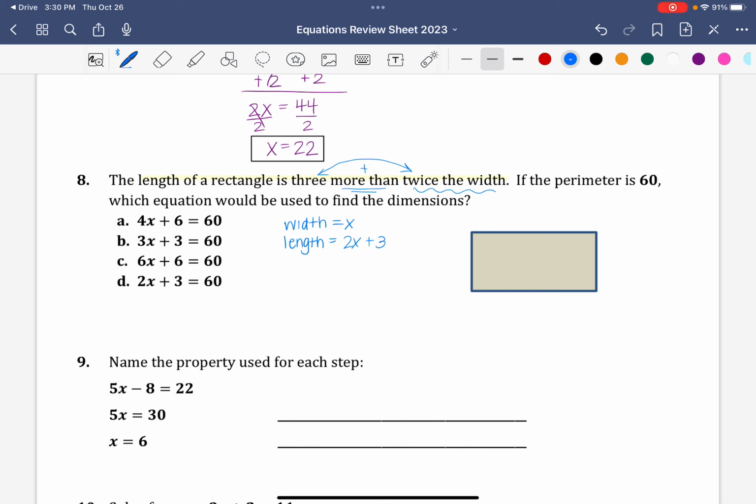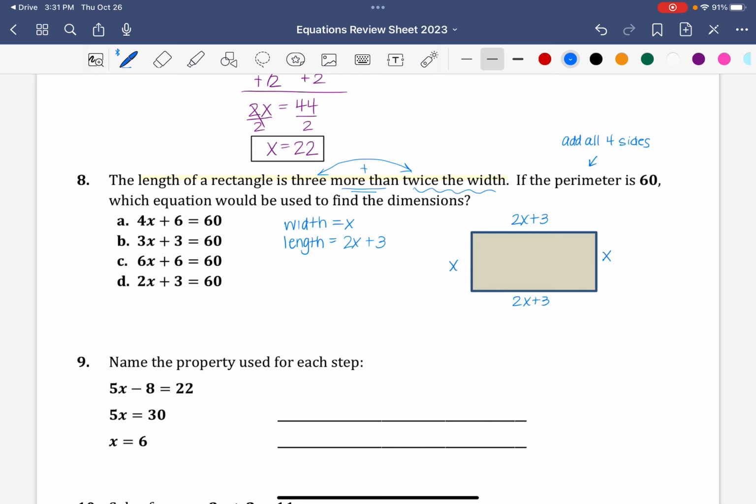Now, there's a reason why we gave you a diagram. We want you to use it. Because one side is x, the other is 2x plus 3. The perimeter is the sum, or you're going to add all 4 sides together. So we know in a rectangle, opposite sides are equal. So if the top is 2x plus 3, so is the bottom. And if the left is x, then so is the right.